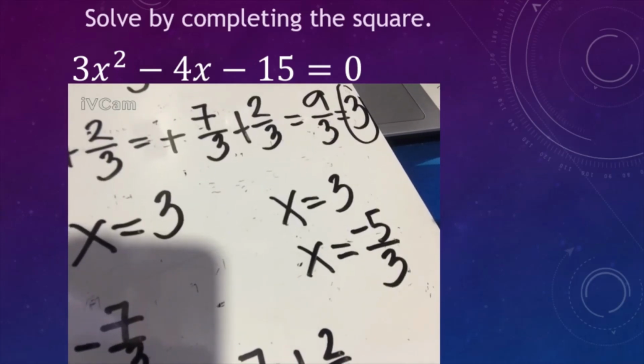You can check your answers by substituting these two values to the original equation.